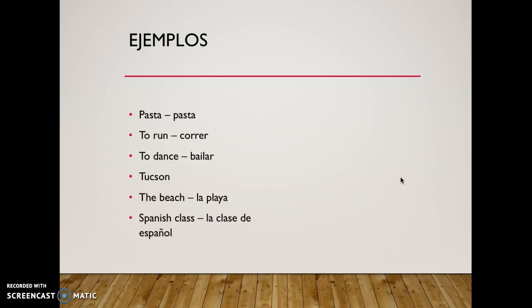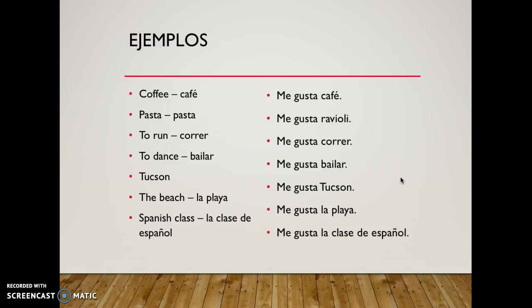Here are some great examples. Pasta, running or to run, dancing, to dance, Tucson, the beach, Spanish class, and coffee. Okay? Coffee, me gusta café. Pasta, me gusta ravioli. Me gusta correr, me gusta bailar, me gusta Tucson. Okay? Now, there is one exception. When we're talking about liking to do certain actions, we always use the verb in the infinitive form. Correr, to run, bailar, to dance, comer, to eat, beber, to drink.